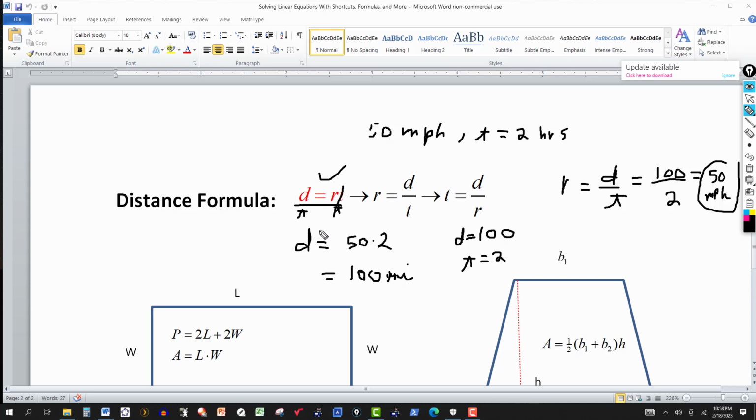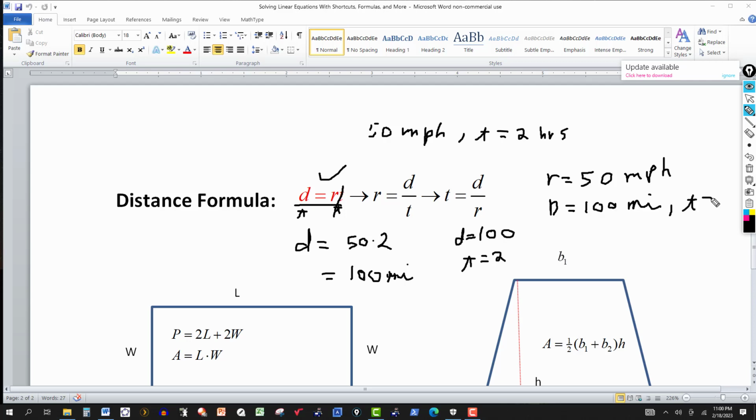So given this formula, distance equal to rate times the time, you can find distance if you're given r and t. You can find r if you're given d and t, or you can find the time if you're given d and r. So let's, again, use the same value so you can see where these are coming from. So suppose I tell you that rate of speed is 50 miles per hour. And suppose the distance traveled is 100 miles. What's the time? So now we're using this formula. Again, we found it by dividing both sides here by r. And we got time is equal to distance divided by r. So all you do is plug in there.